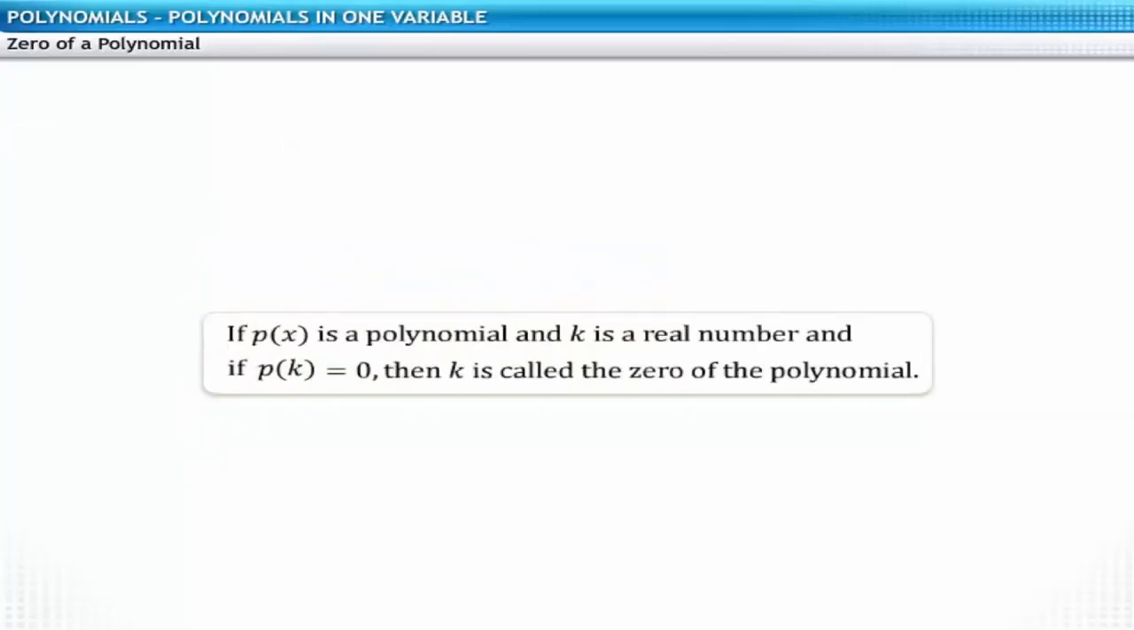In general terms, if p of x is a polynomial and k is a real number, and if p of k is equal to 0, then k is called the 0 of the polynomial.